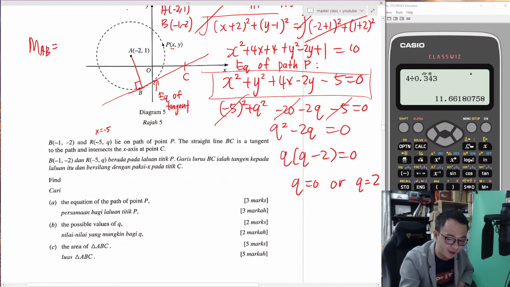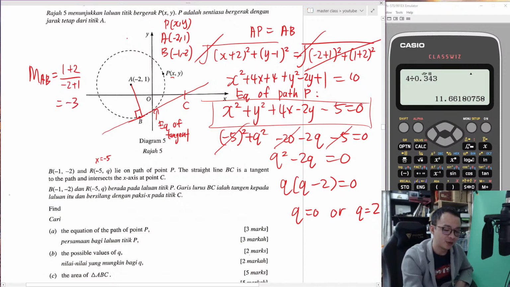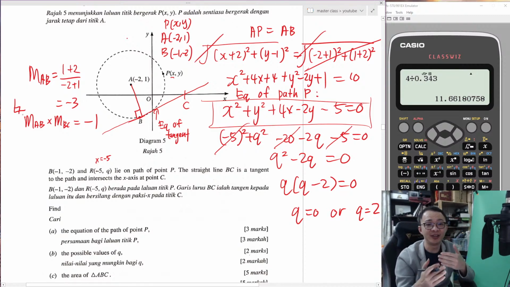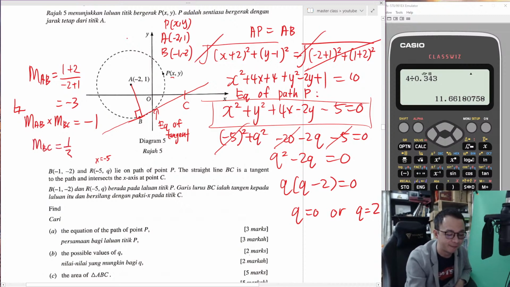So gradient of AB, I will just use the y minus y1 over x negative 2 minus x1 plus 1. So this one should be negative 3. So therefore, I know my gradient of AB multiply gradient of BC will equal to negative 1 when they are perpendicular. When they are 90 degrees to each other, I know this will happen. So therefore, I can easily get my gradient of BC. By sub in negative 3 here, I will get 1 over 3.